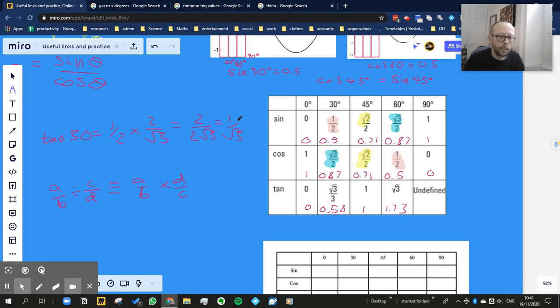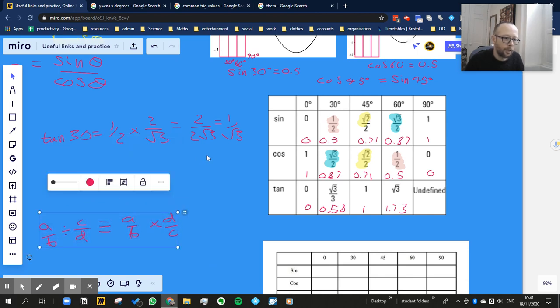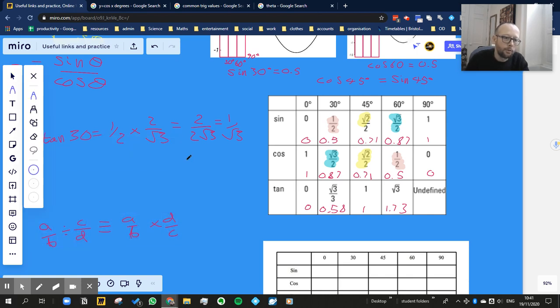That ends up equaling 1 over root 3. Now, you might think, hang on a second, that's not root 3 over 3. Well, that's just because he's rearranged it to be a proper surd. When we're writing surds, we don't want to put the square root at the bottom. So we say that 1 over root 3, what we can do is times it by root 3 over root 3.